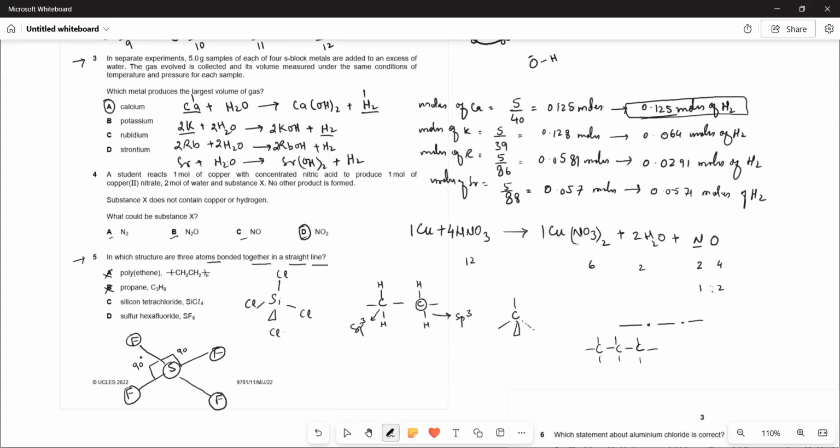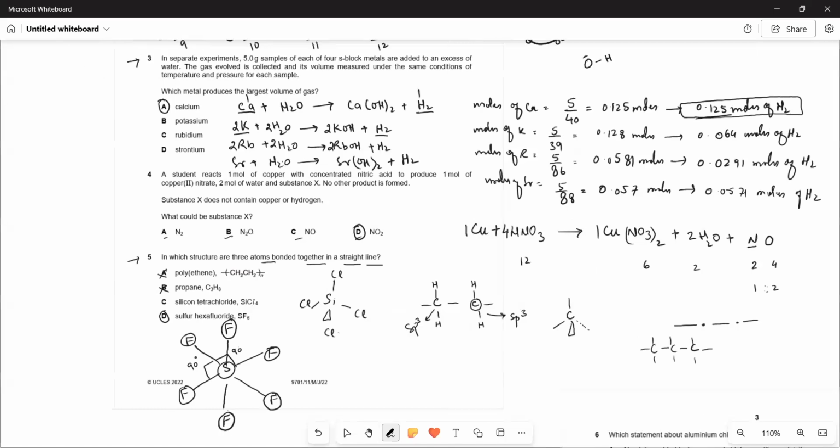Okay. And what about the other 2 fluorine atoms? So one above the surface and one below the surface. So this is actually an octahedral structure. And in an octahedral structure, all angles are, you can see, 90 degrees. So these atoms are in a straight line. So that means option D is the correct answer. Is it clear? Okay, now let's see another question.